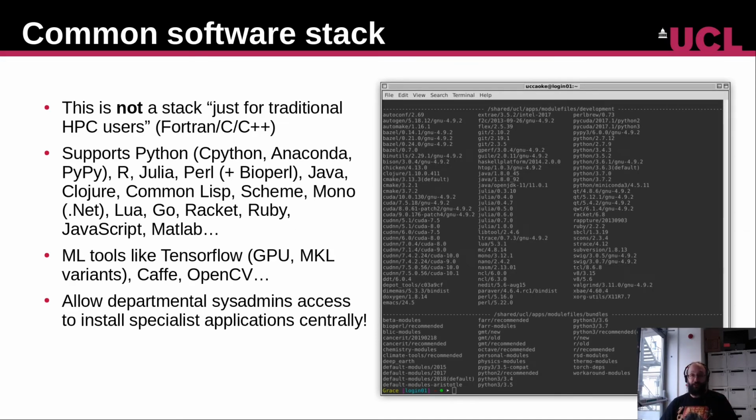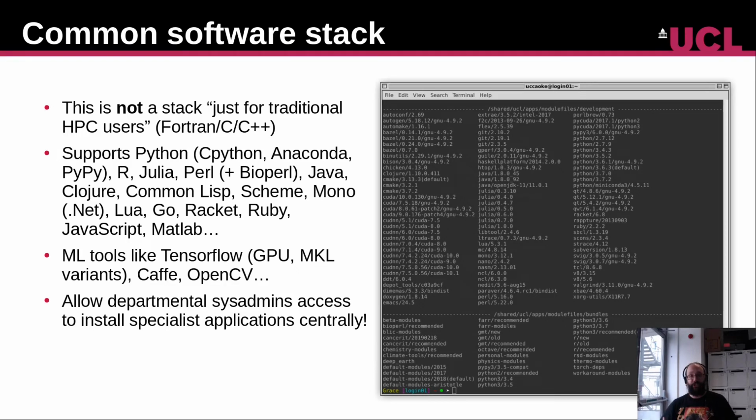As I've said, this is not just a software stack for traditional HPC users, which would be Fortran and C++. It supports Python, all varieties of Python, including Anaconda, PyPy, which is a JITted version of Python, R. We're very fond of Julia. There's Perl, there's BioPerl, Java, Clojure, Common Lisp, Scheme. You can run .NET applications through Mono, JavaScript, MATLAB, pretty much whatever you want to do. We have provided an environment you can do that in.